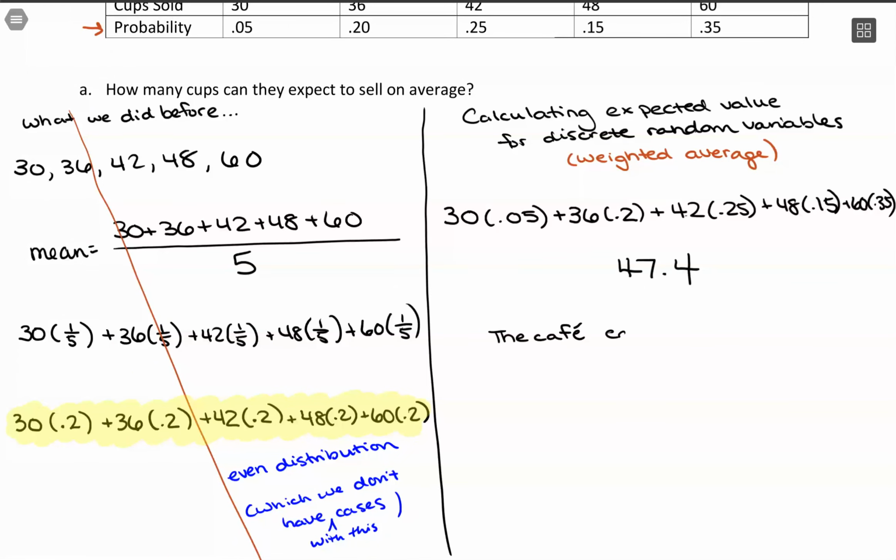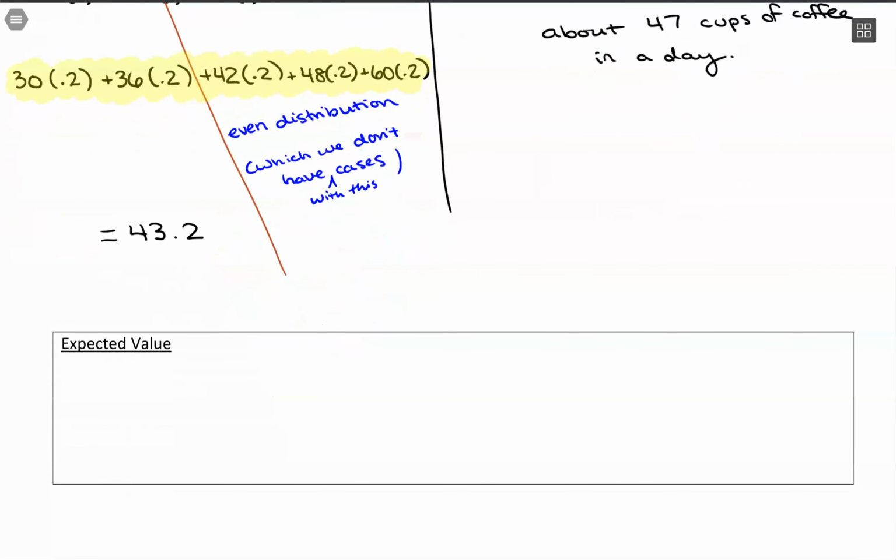So you could say the cafe can expect to sell, I'll go ahead and round this to a whole number, about 47 cups of coffee in a day. So with that, on a given day, they can expect to sell about 47 cups of coffee. So this form here is how we're going to be calculating expected value. And so expected value is just a form of a weighted mean.